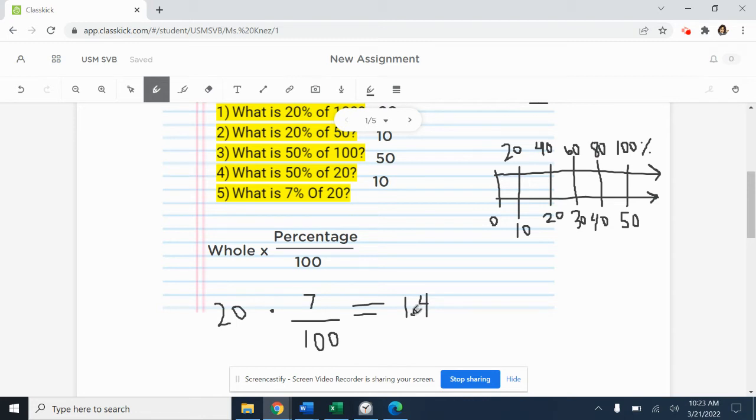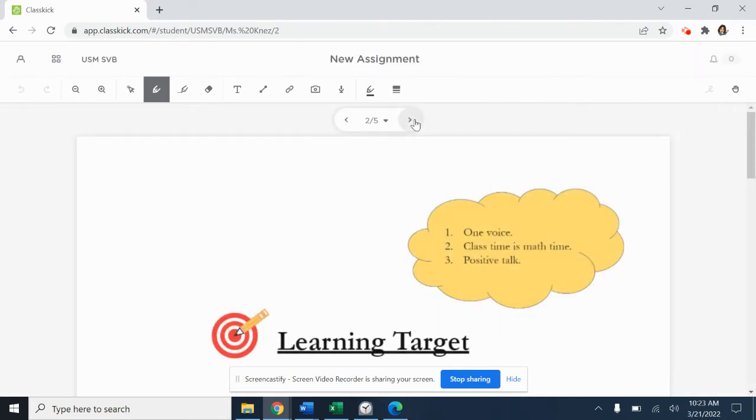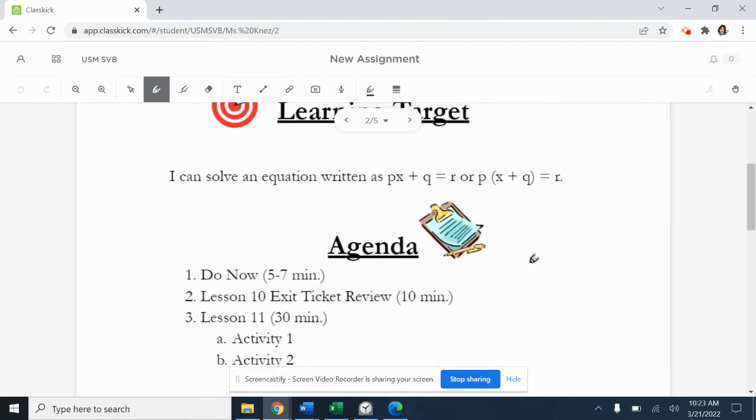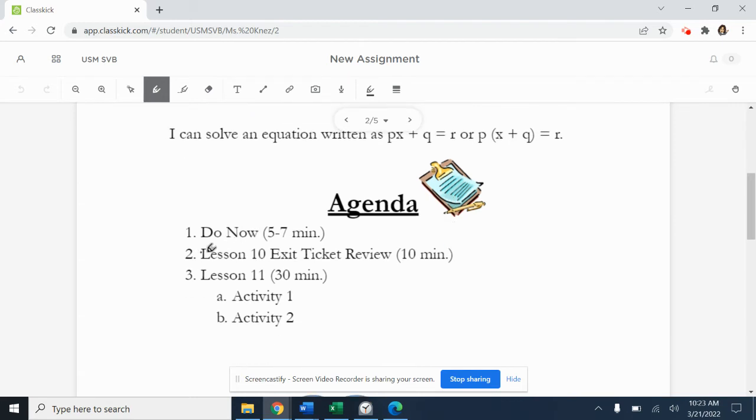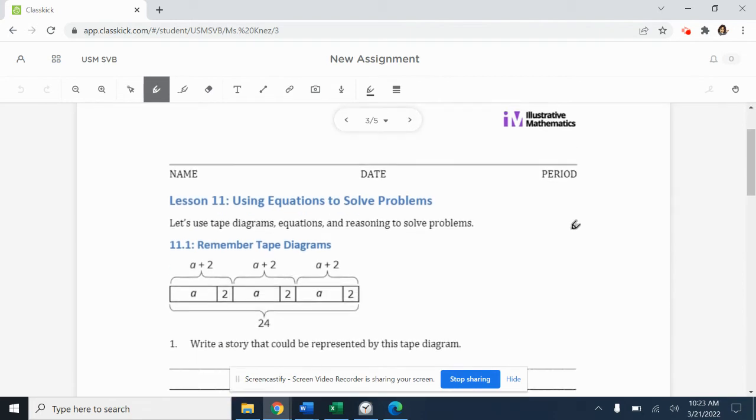This week's foundational learning target is I can calculate the percent of a number. You'll see more practice questions like this in the Do Now every day and also in your homework assignment in Delta Math. For the rest of class today, we were focused on solving an equation written as px plus q or p parentheses x plus q. We didn't hand back our lesson 10 exit ticket yet, but we were able to start lesson 11. And this video is going to focus mostly on the beginning of activity 2. Meet me on slide 3.